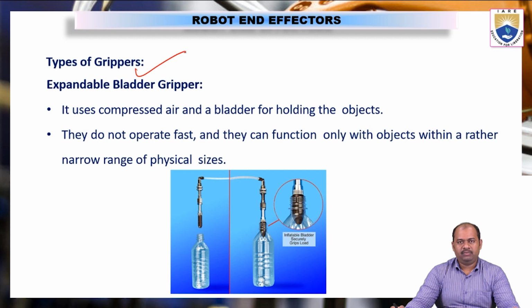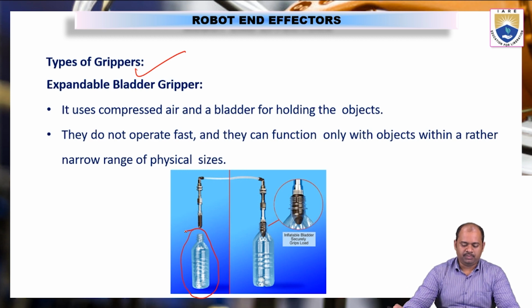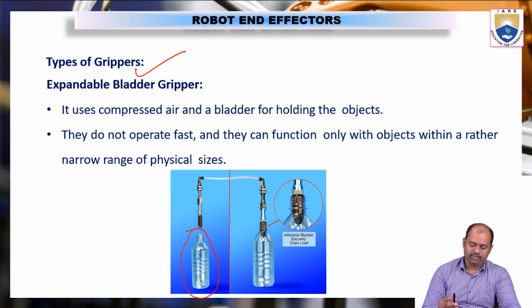So this bladder is made up of rubber. Now, the expandable bladder type gripper is used for lifting objects like bottles when they have a narrow opening. So objects of narrow physical size can be lifted using expandable bladder type grippers. Now we'll see how this expandable bladder gripper works.